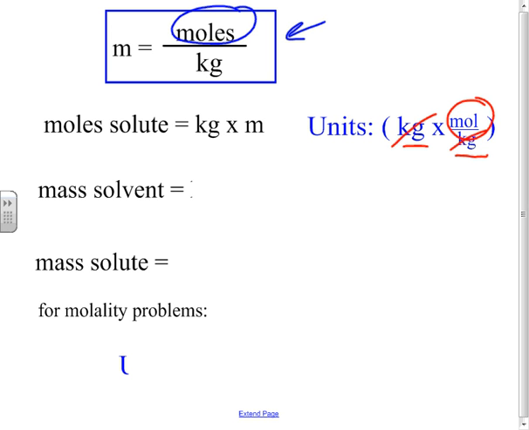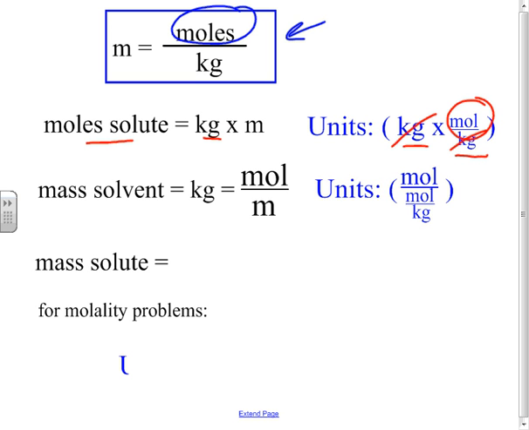To calculate for mass of solvent, now we want to solve for the kilograms, and rearranging that equation, kilograms is going to equal the moles divided by the molality. And again, if you want to see how the units are going to give you the kilograms, let's expand units. So here we have our moles over molality. Moles and moles will cancel. That gives you 1 over 1 over kilograms, which equals kilograms.